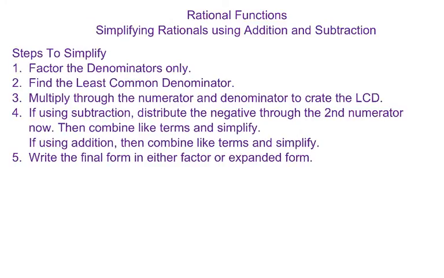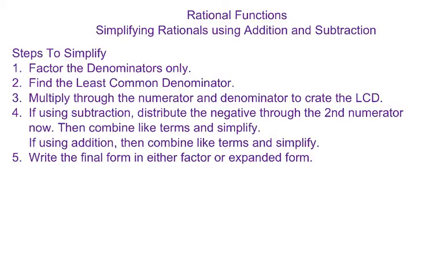Today we are doing rational functions again, but we are simplifying rationals using addition and subtraction instead of multiplication and division. So here are our steps. We're going to factor the denominators only. We are then going to find the least common denominator. Once we decide what that's going to be, we are going to multiply through the numerator and denominator to create those least common denominators.